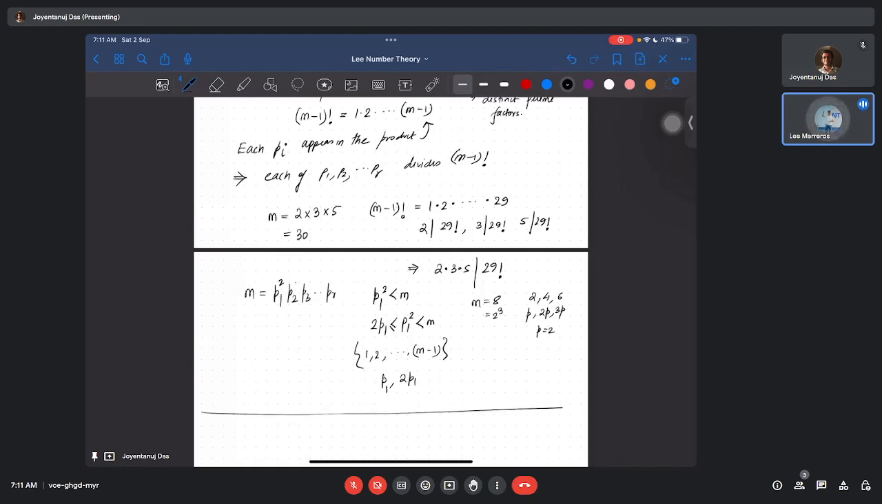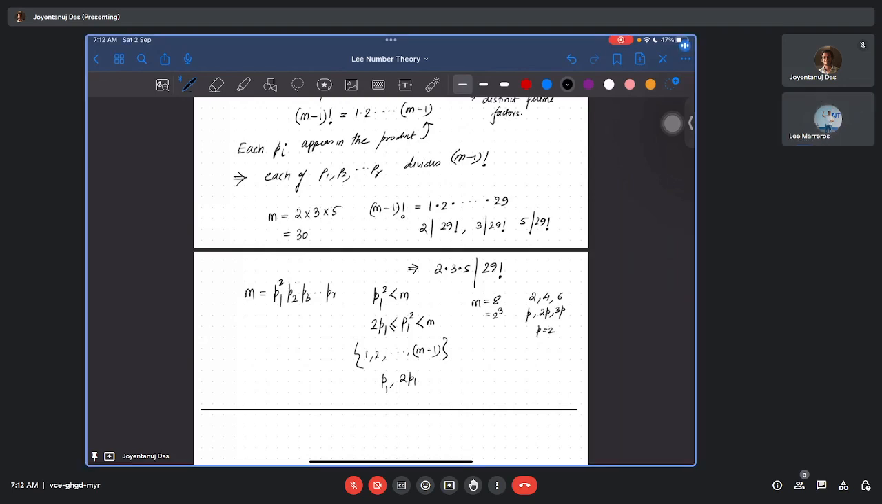But over there, they're just saying that 2p1 is within the factorial. Right, within the whole set. So the factorial is nothing but the product of all the numbers in this list, up to m minus 1. So in this, p1 also occurs, 2p1 also occurs, because 2p1 is strictly less than m. So that integer has to be in the list.